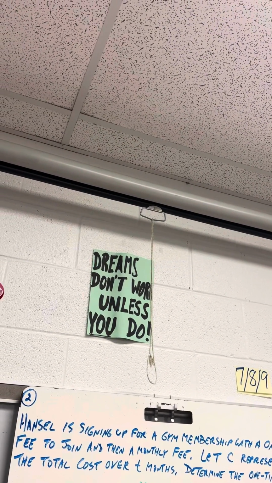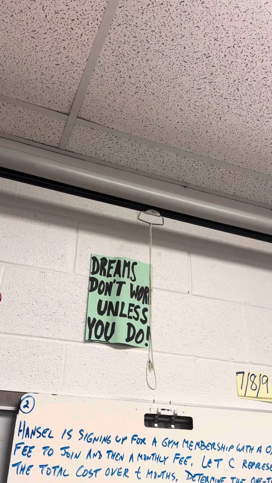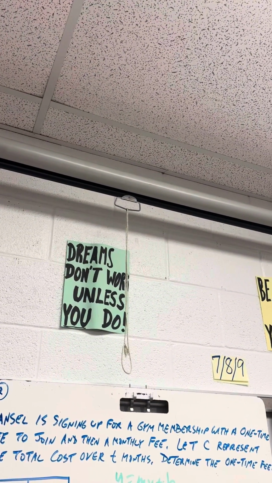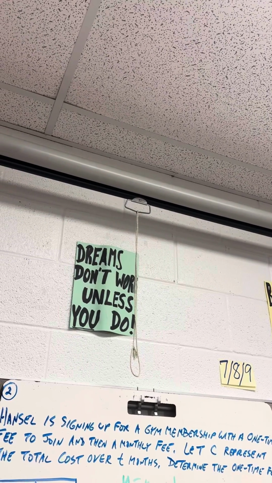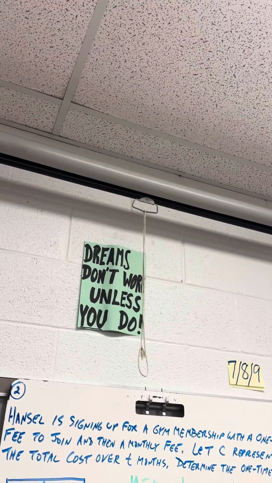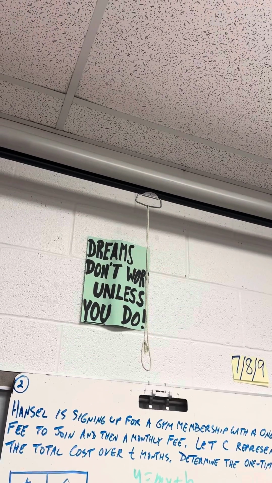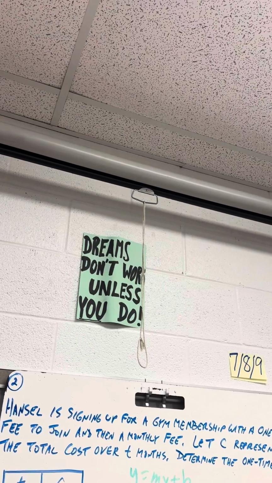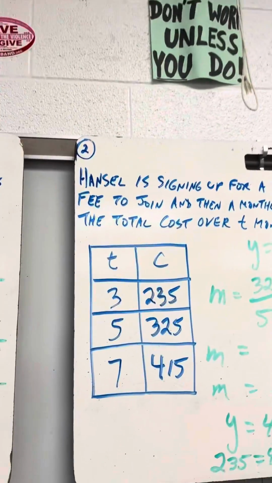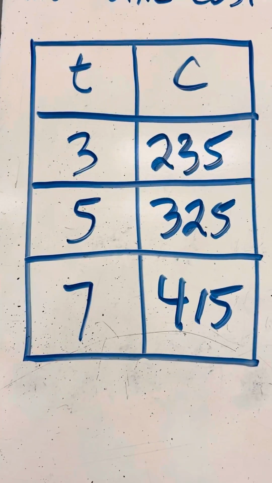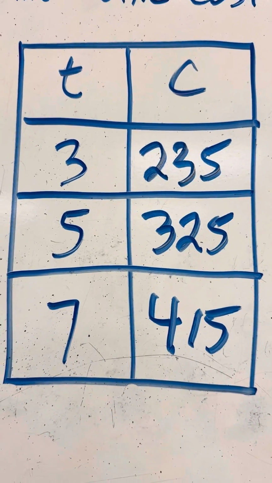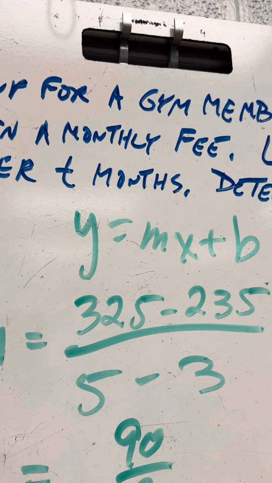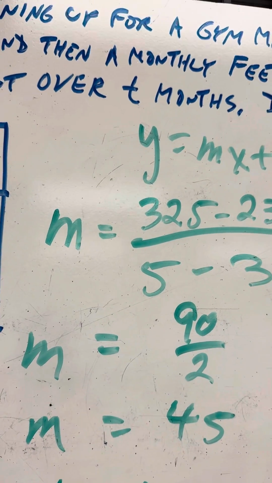Hansel is signing up for a gym membership with a one-time fee to join and then a monthly fee. Let C represent the total cost over T months. T always stands for time and C stands for cost. Determine the one-time fee. The one-time fee means you've had 0 months so far in the gym. So here's your chart. We're going to do 325 minus 235 over 5 minus 3. So we're going to get 90 over 2, which is 45.